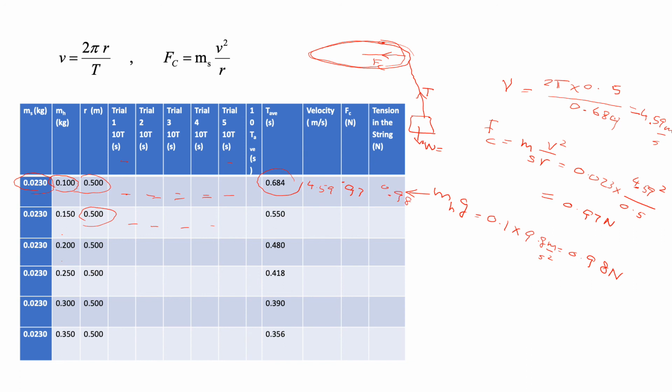You get very close results: the centripetal force is very similar, 0.97 versus 0.98 for the tension on the string. If you fill up these two columns, you will see these two numbers. If you calculate right, the centripetal force is very closely matched with the tension, and then you can answer the remaining questions.